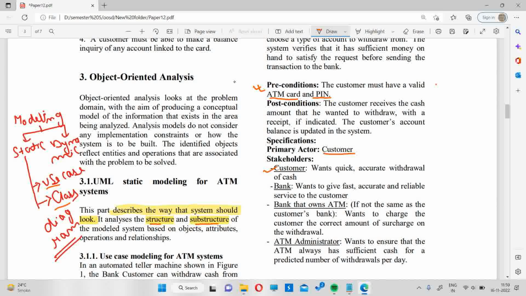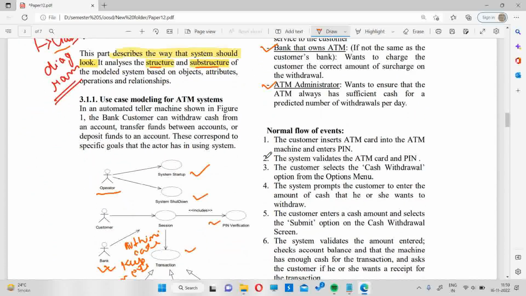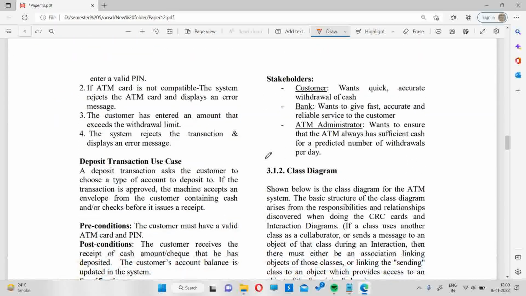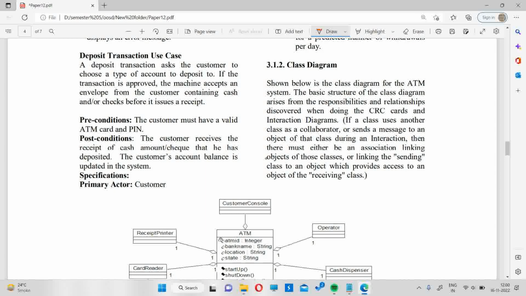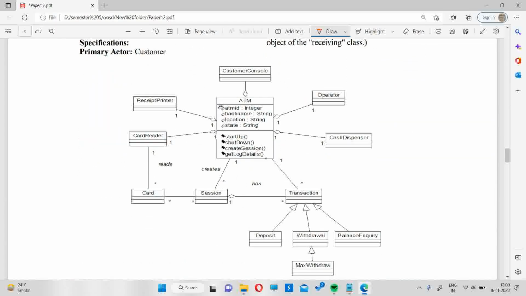So one is the customer, one is the bank that owns the ATM, one is the ATM administrator. Now it will be a waste of time to discuss all of these things because these are certain terms which you all know. Now coming to the class diagram, we will be discussing our class diagram directly because we have various other things to discuss also. Now we will directly see the class diagram.